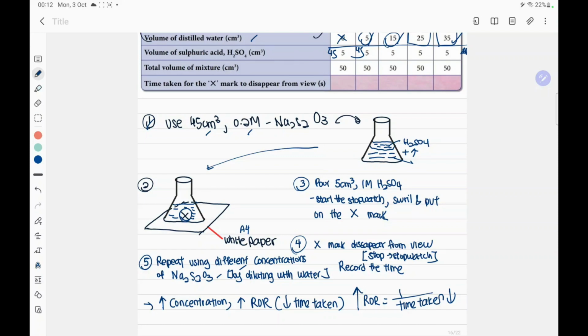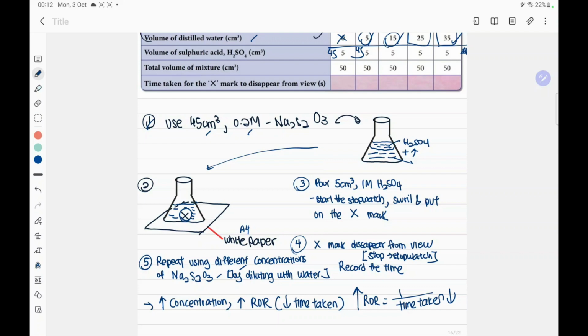So in this experiment, the manipulated variable is the concentration. But what if we want to change it to temperature? Because one of the factors that we have is temperature. So for information, the setup of the apparatus for concentration and temperature is exactly the same. The chemicals that we will be using will be the same also.